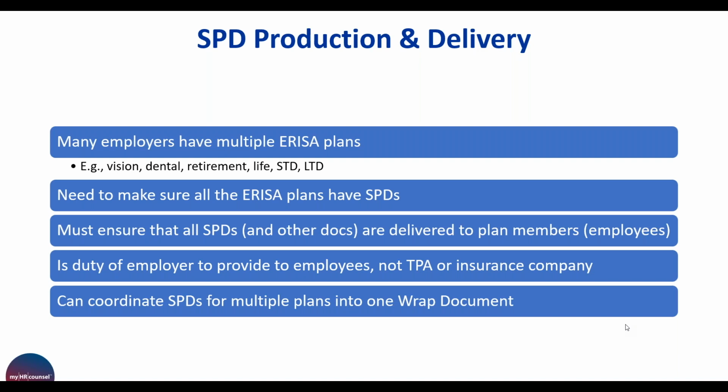The way the code is written, you theoretically need to have one summary plan description for each benefit plan that you have. And that can be time-consuming. If you want to think about it in terms of trees, there's a lot of dead trees involved in producing those documents just for one participant.